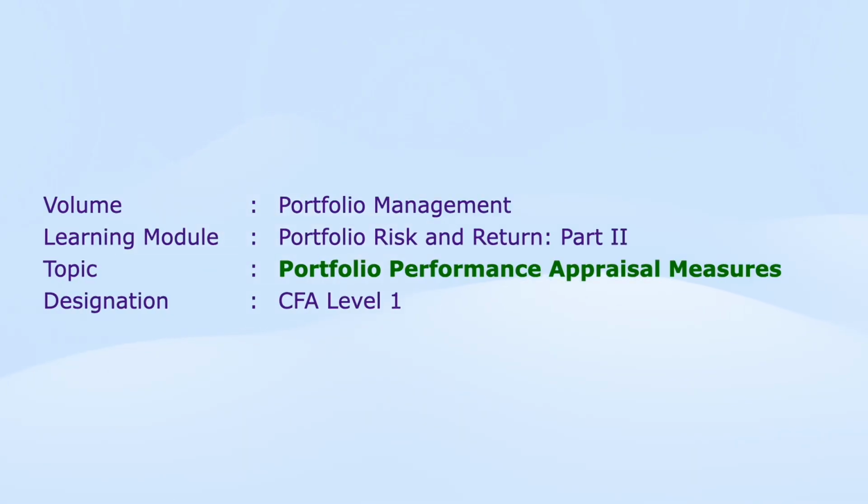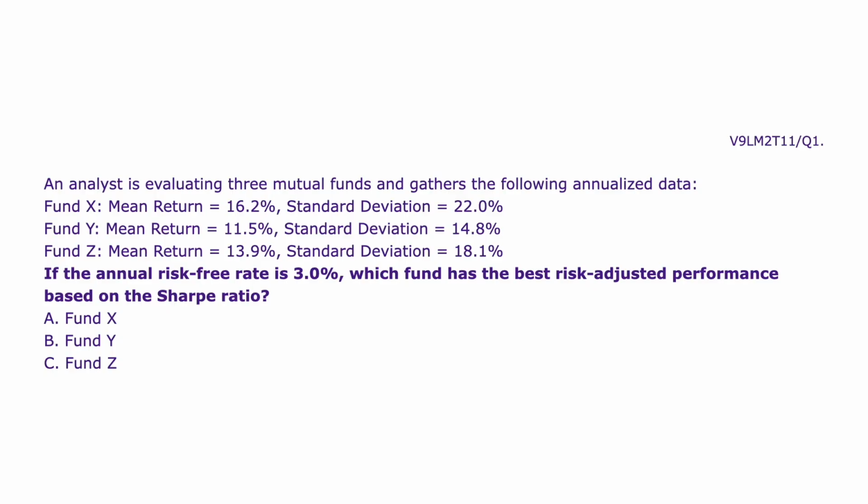Topic: Portfolio Performance Appraisal Measures. An analyst is evaluating 3 mutual funds and gathers the following annualized data. Fund X, mean return equals 16.2%, standard deviation equals 22.0%. Fund Y, mean return equals 11.5%, standard deviation equals 14.8%. Fund Z, mean return equals 13.9%, standard deviation equals 18.1%. If the annual risk-free rate is 3.0%, which fund has the best risk-adjusted performance based on the Sharpe ratio?